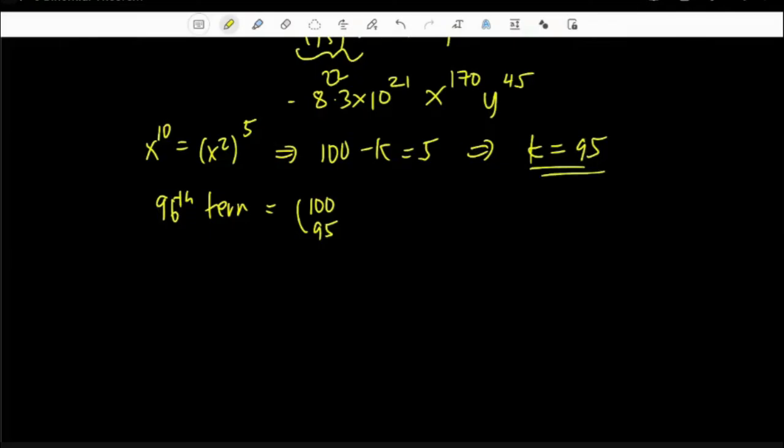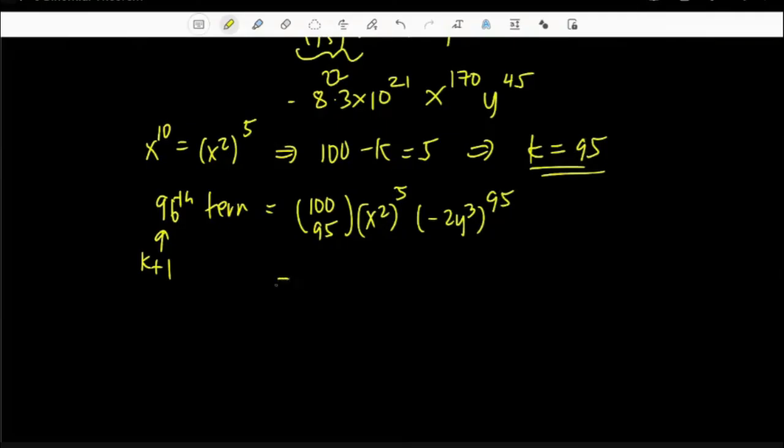K is 95. This is always equal to k plus 1. The position is equal to k plus 1. So 100 taken 95, x squared to the 100 minus 95, so that gives us 5, times negative 2y cubed raised to 95.